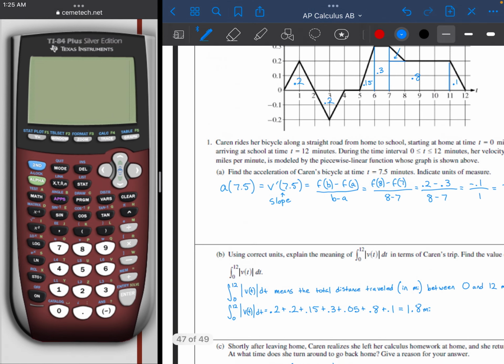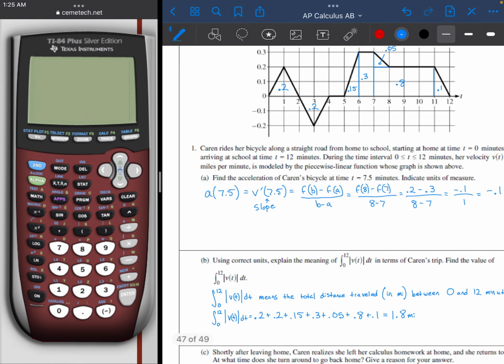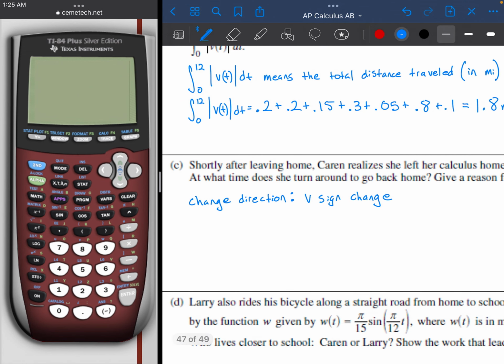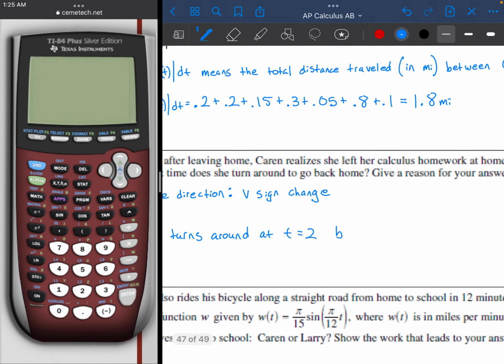And where does that happen on a graph? So you can see up here with my little laser pointer, it happens right here. We were positive and then we were negative down here, and that happened at 2. So I'll come down here, write our final answer. We'll say that she turns around at time t equals 2 minutes. I'll just say 2. Why? And it's because that was the sign change.